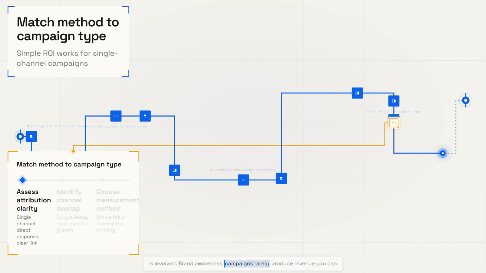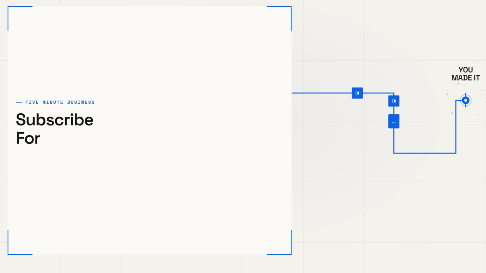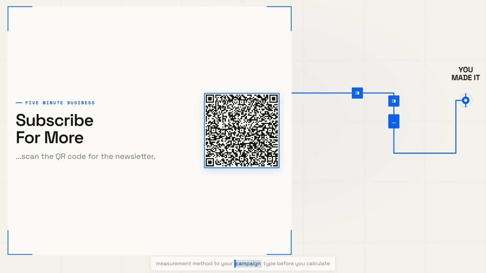Brand awareness campaigns rarely produce revenue you can tag directly. Running Google, Meta, and email simultaneously makes it impossible to know which channel closed the sale. In those situations, the simple formula will flatter you. The honest question always is, would this revenue have arrived without the spend? Match your measurement method to your campaign type before you calculate anything.